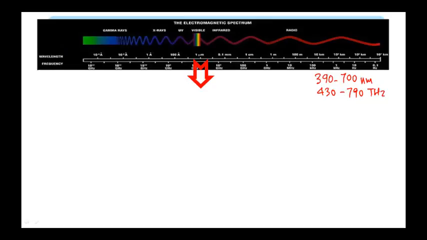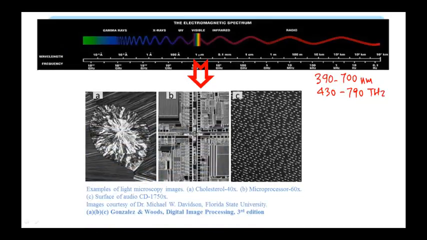Imaging in the visible band outweighs by far all the others in terms of the breadth of the applications. Light microscopy is an area with a wide range of applications. We show here 3 images obtained by a light microscope: a cholesterol magnified 40 times, a microprocessor magnified 60 times, and the surface of an audio CD magnified 1750 times.